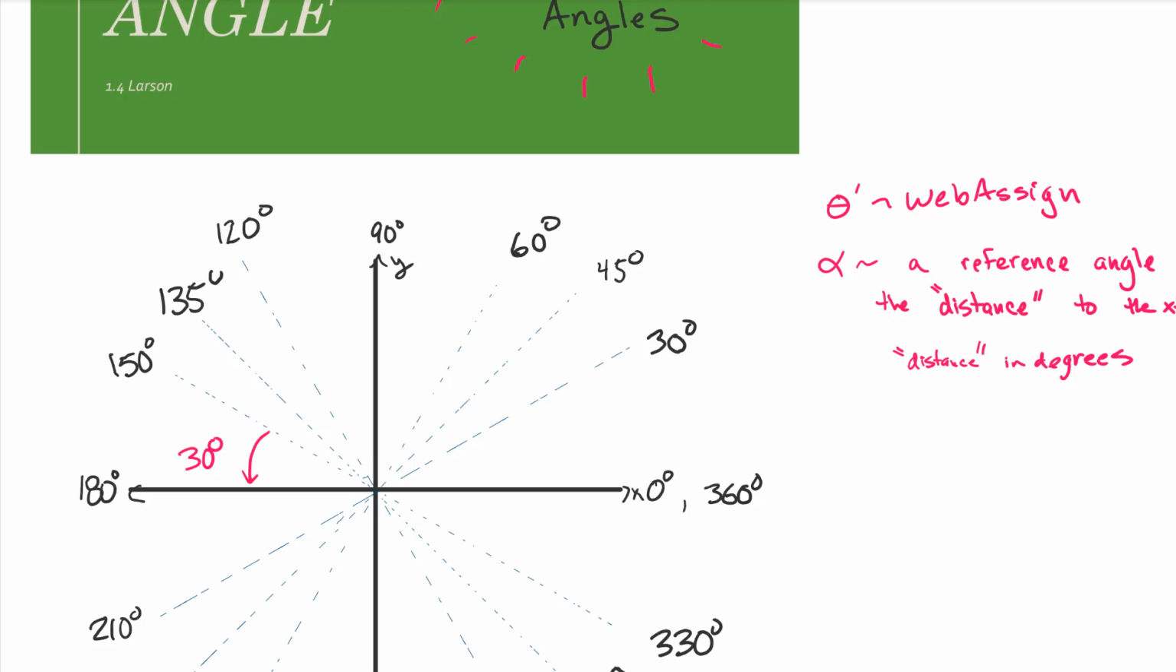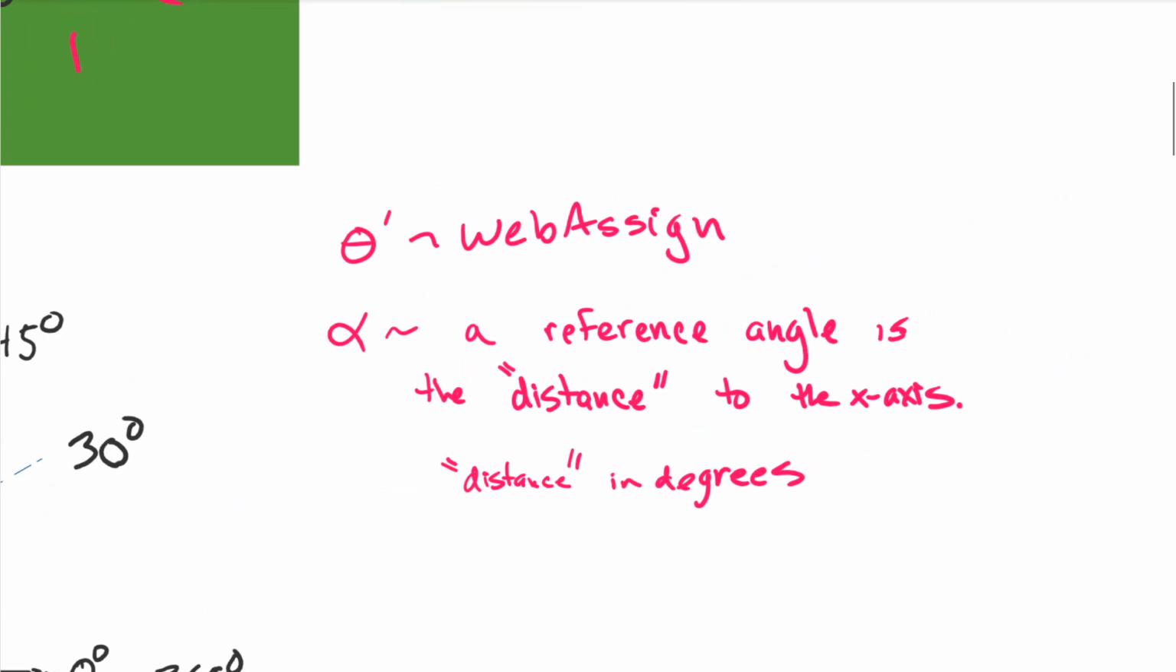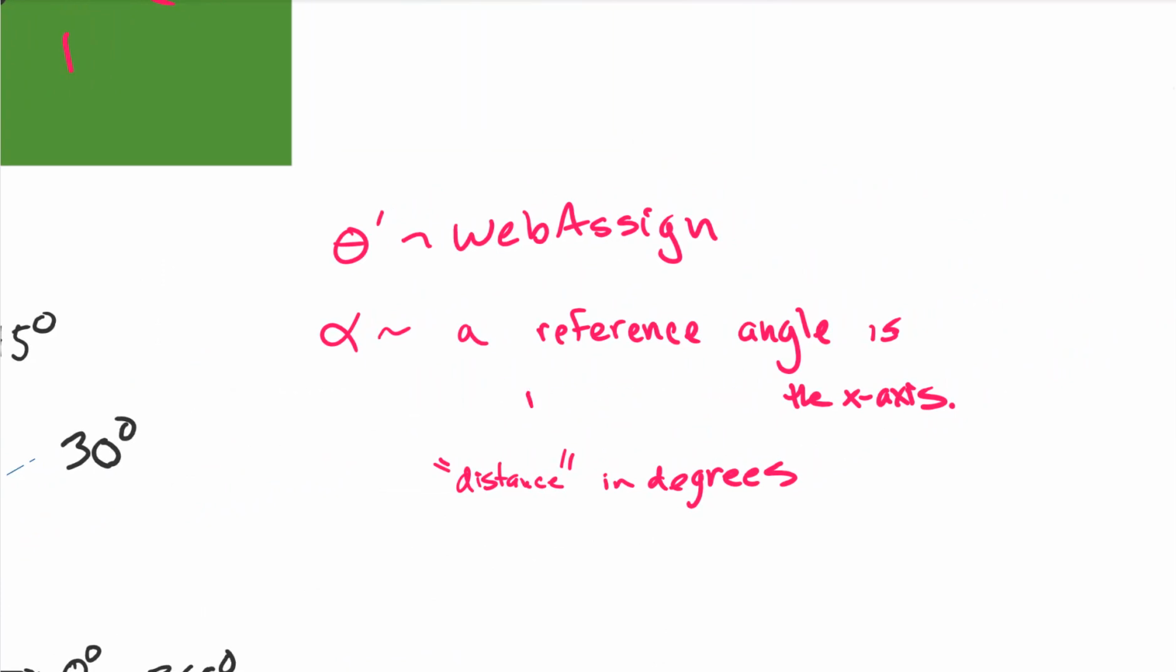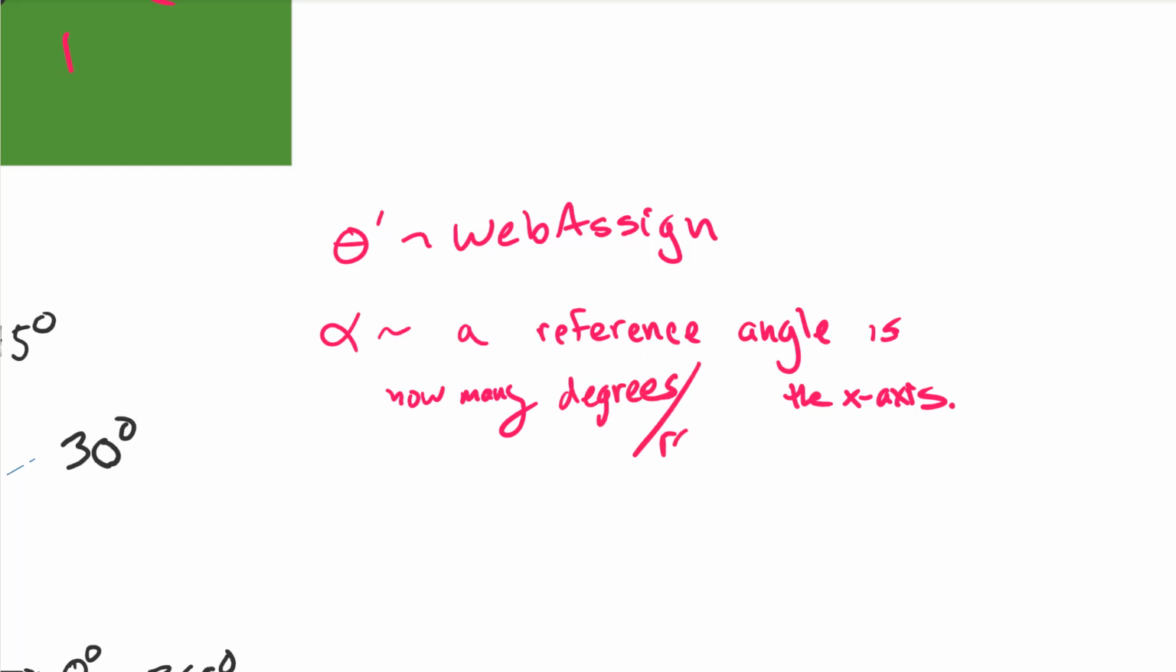Degrees are not a distance. Please don't confuse that they are just because I'm writing it. Sorry about the background noise. Notice I'm putting big quotes around it. So it's like how many degrees? Remember that. Reference angle is how many degrees, or radians, back to the x-axis. It's just how many degrees.